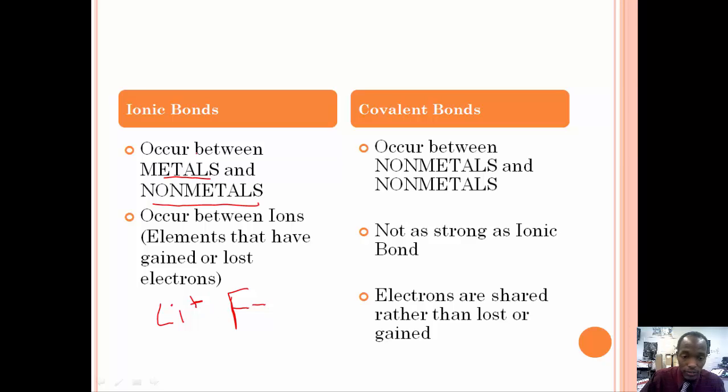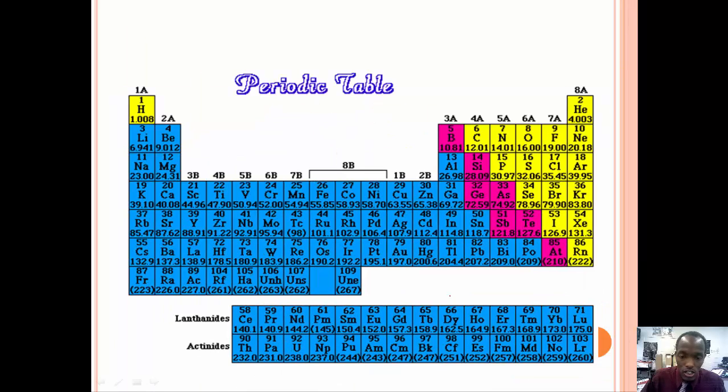Now, what we're going to talk about today is covalent bonds. Covalent bonds happen between nonmetals and other nonmetals. They're not as strong as ionic bonds, and their electrons are shared rather than lost or gained. So if we see here, in an ionic bond, all over here, these elements, with the exception of hydrogen, form ionic bonds with these elements.